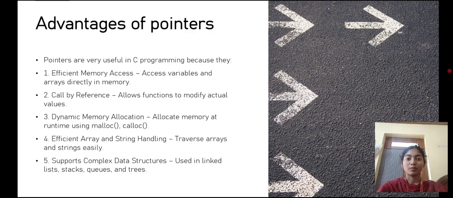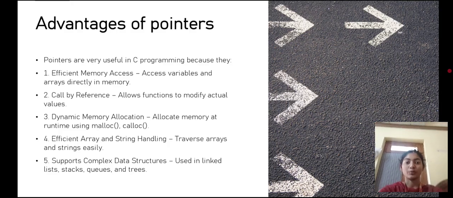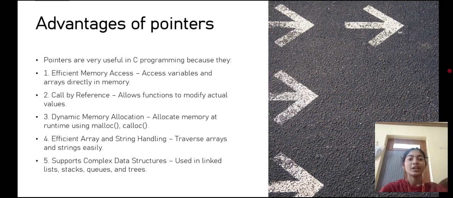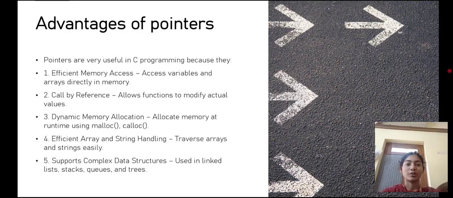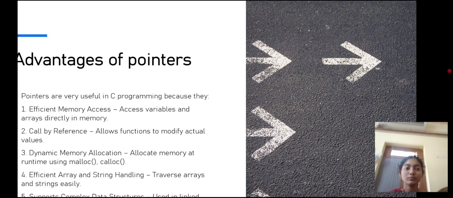And second point, call by reference allows functions to modify actual values. Third point, dynamic memory allocation allocates memory at runtime using malloc or calloc. Efficient array and string handling transfers arrays and strings easily. Supports complex data structures used in linked lists, stacks, queues and trees. These are some advantages of pointers.